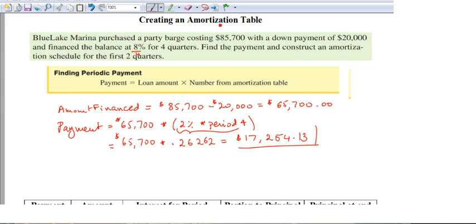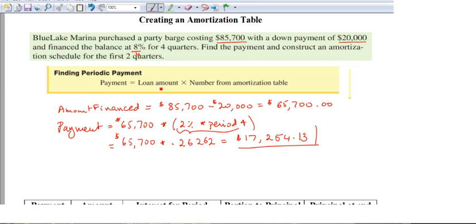We'll be creating an amortization table. This company purchased a party barge costing $85,700 with a down payment of $20,000 and financed the balance, the difference between the two. They finance it at 8% for 4 quarters. Find the payment and construct an amortization schedule for the first 2 quarters.